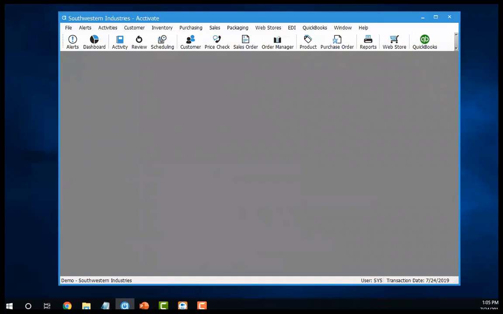So let's start working through that hierarchy. I'm going to go from the bottom up. So we're going to start with how list prices work in Activate.